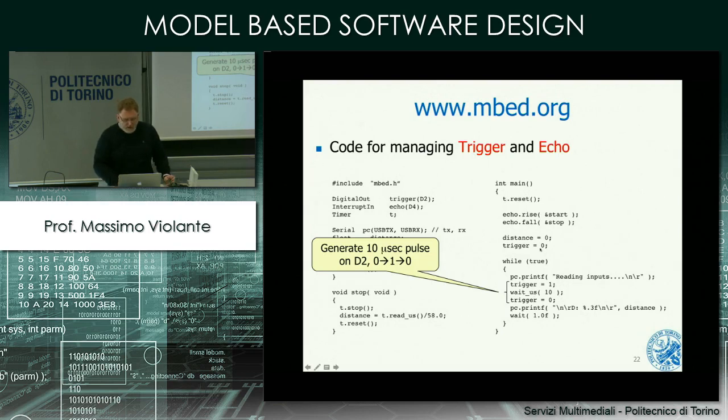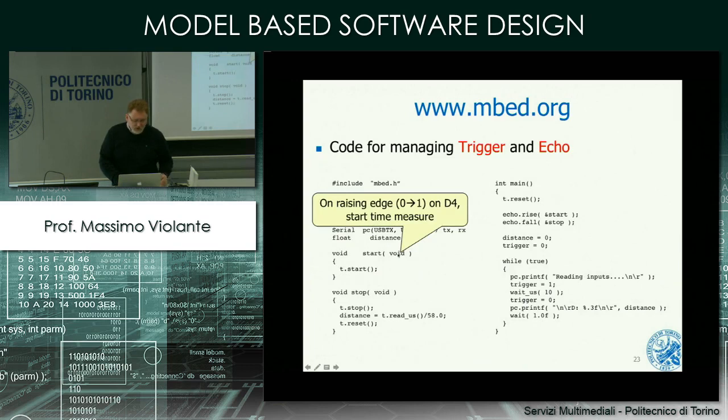Then, what is happening? As we associated two actions to the rise and the fall of the echo input, the following actions are performed. When the sensor responds, generating a pulse on echo, in particular the rising edge of the pulse, switching from 0 to 1, start is executed. Here we start the timer. So we start measuring time.